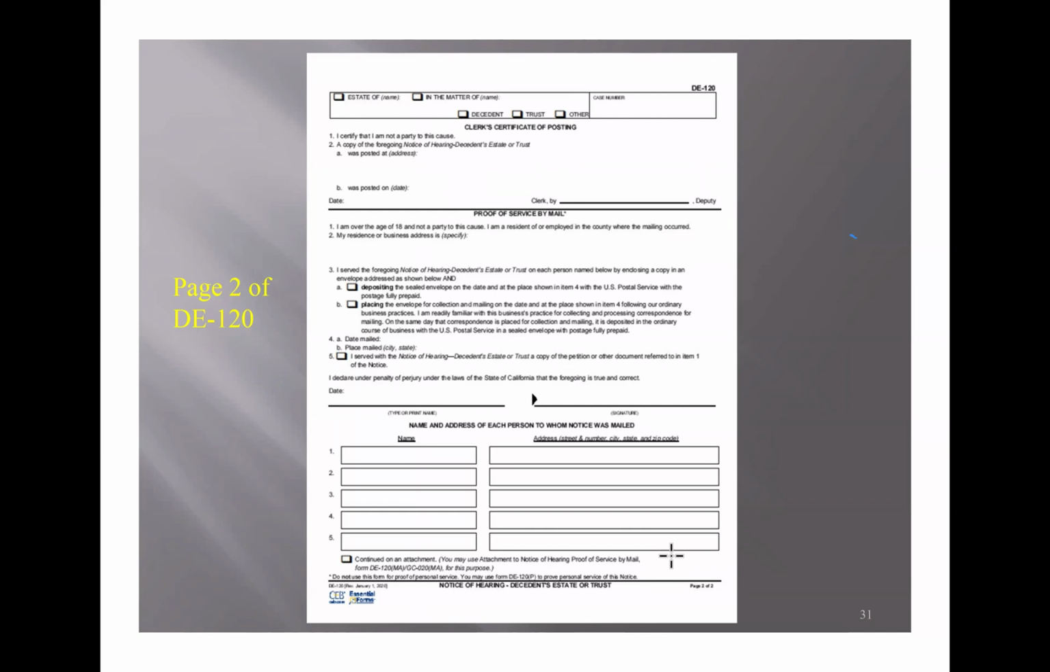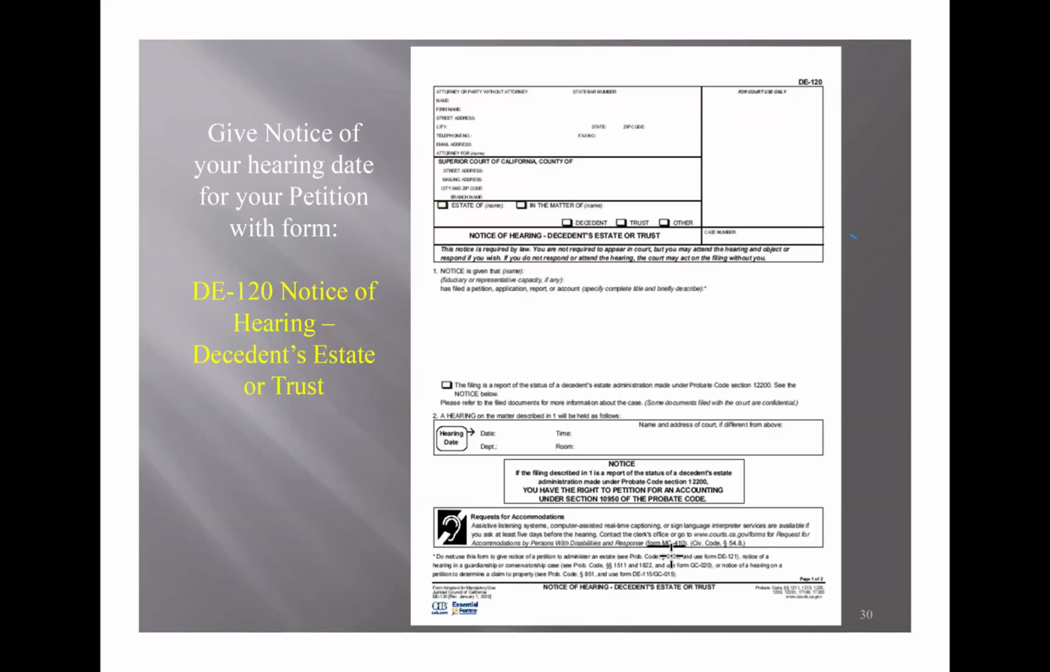So you file this, and then the court will set a hearing date. If you're doing paper filing and you filed it with that extra copy that I told you to, then you will get it back and the court will have stamped a hearing date for you.